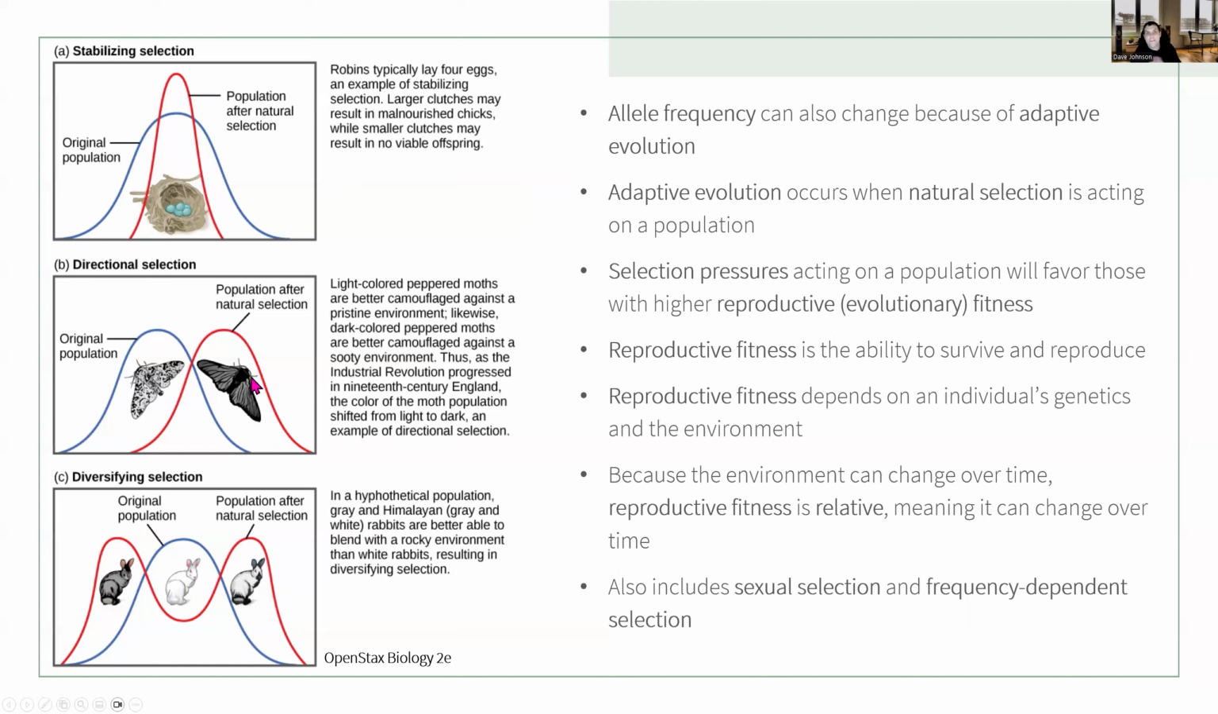Directional selection is where one phenotypic extreme is favored over the others. You've probably heard of the peppered moth situation before.